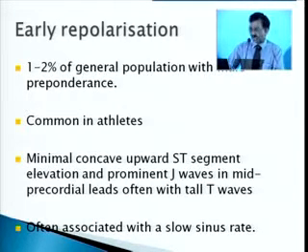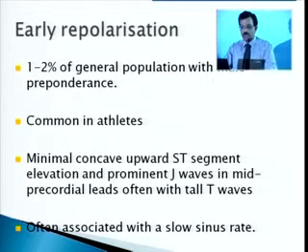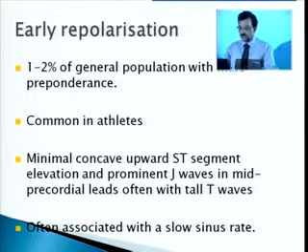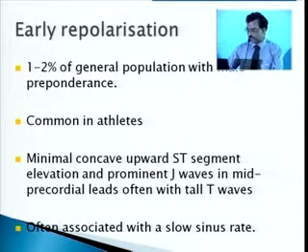It is common in athletes again, and there is some amount of concave upward ST elevation, minimal ST elevation, and prominent J waves in the mid precordial leads. Most of the time this occurs in the V4, V5, V6 leads, not like an acute MI where you get selective leads according to the position of the infarcted myocardium. Often it is associated with a slow sinus rate. That is another thing when we look at early repolarization.